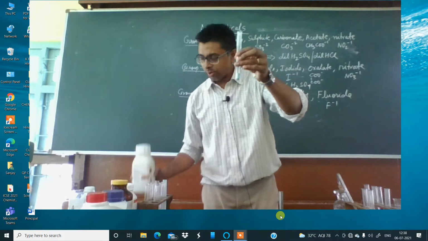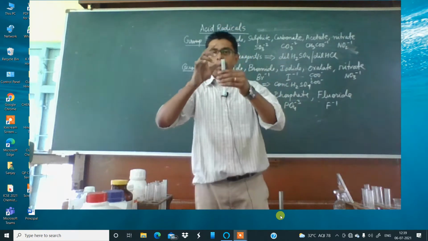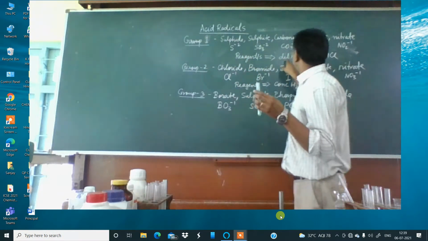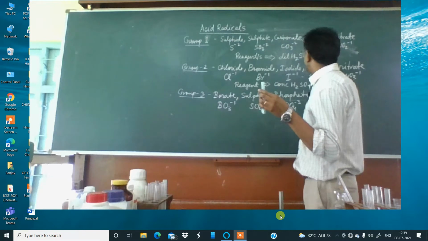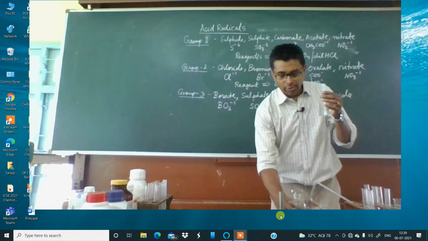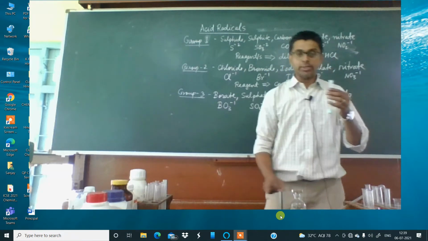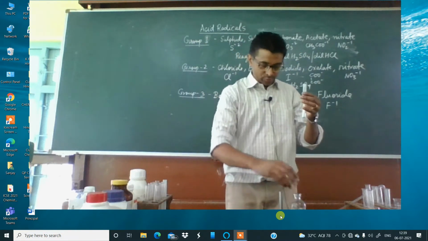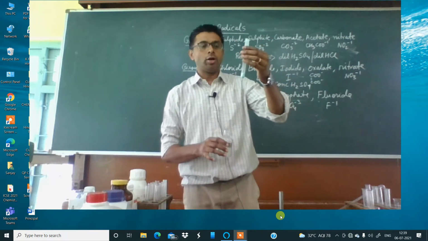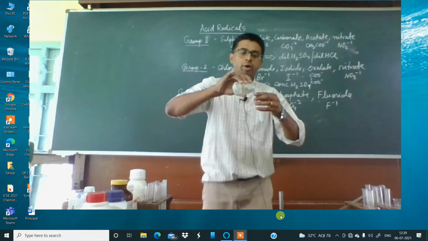It is basic copper carbonate. I have already taken it inside a test tube. Now to this basic copper carbonate, we know the reagent is dilute sulfuric acid or dilute hydrochloric acid, but I am going to use dilute sulfuric acid as the reagent for identification of this acid radical. Now let me see what happens when I add dilute sulfuric acid to this copper carbonate salt. I add dilute sulfuric acid, a few drops.